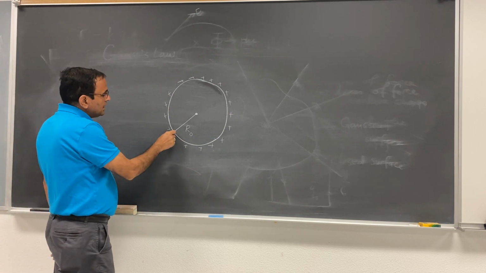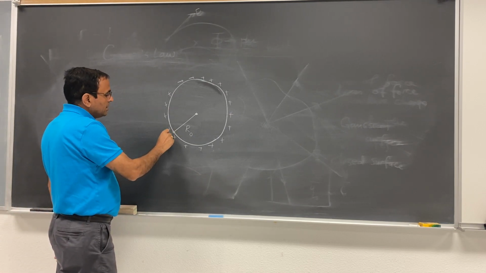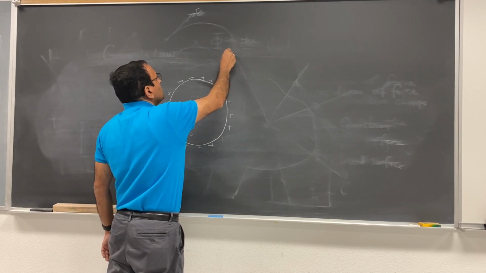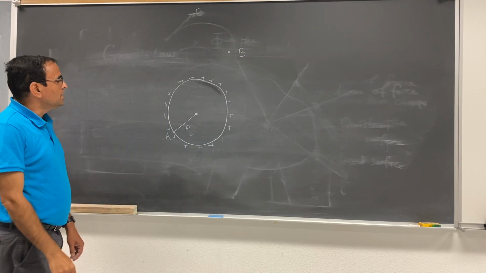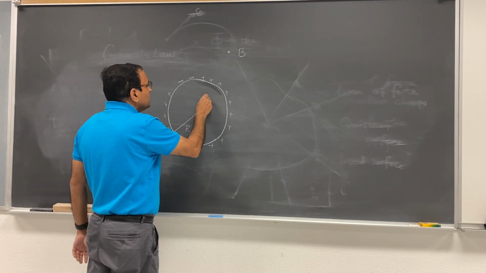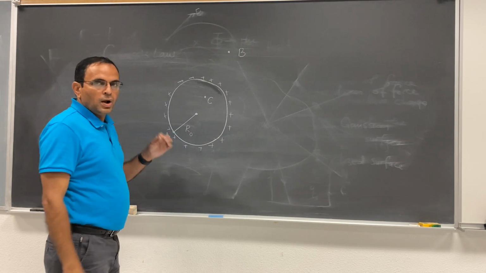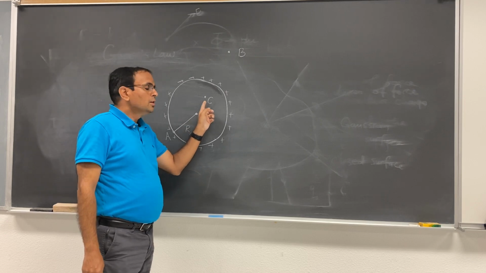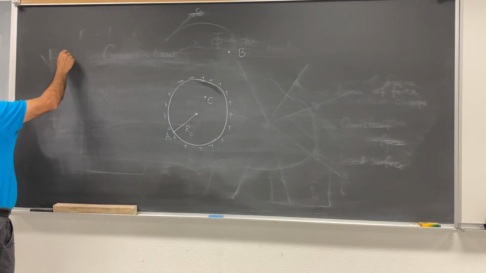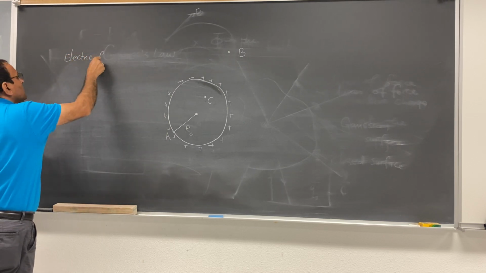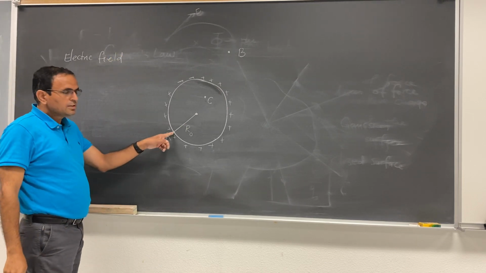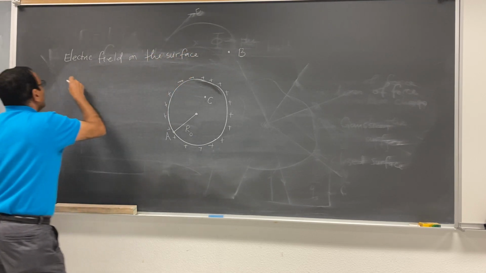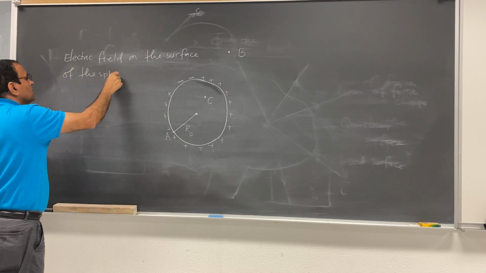Now I want to calculate the electric field here. Let me call this point A. I want to calculate the electric field at point A. I want to calculate the electric field outside the sphere. Let me call this point B. And another point, I want to calculate the electric field right there at point C. So I want to calculate the electric field at points A, B, and C. Point A is on the surface of the sphere, right? So you can say that the electric field on the surface of the sphere, that is point A.